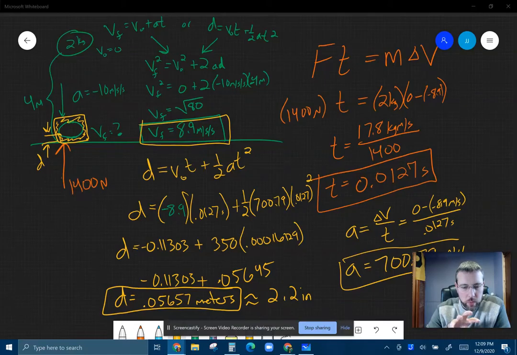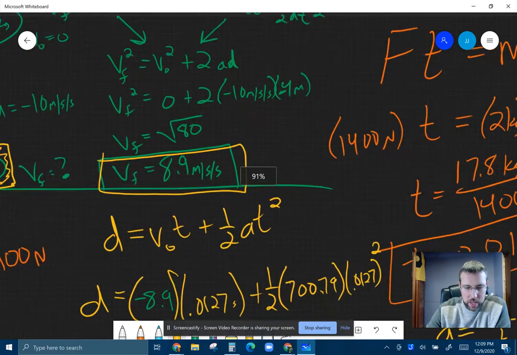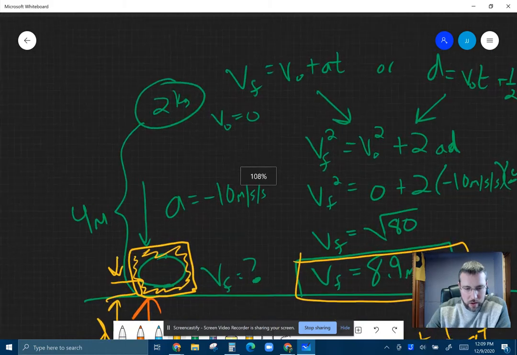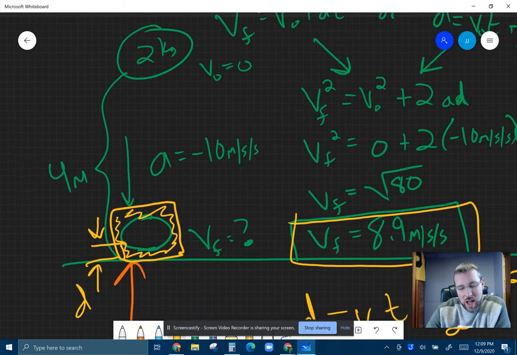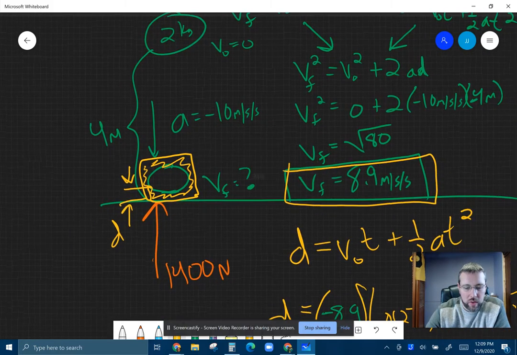Okay, so I want to review the watermelon problem we just did. We had a watermelon, 2 kilograms, dropping from 4 meters. The questions in the end: how fast is it going when it lands? And then how much cushion would we need to slow it down if it's going to break with 1400 newtons on it? Okay, so how did we do that?